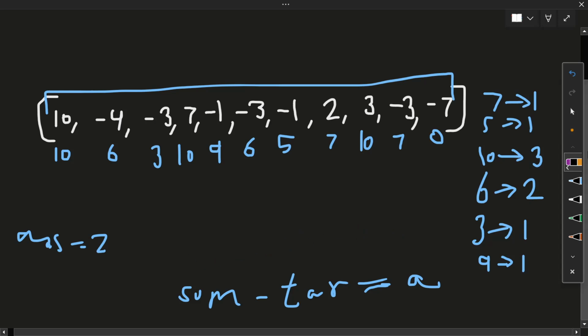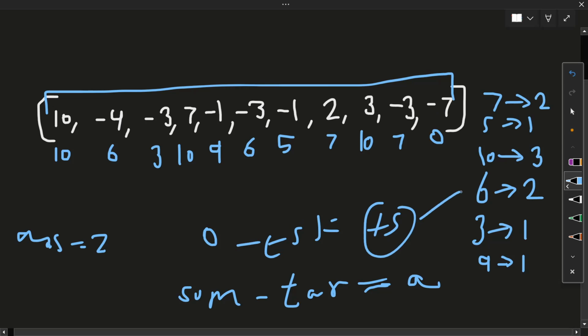So let me first erase this. This summation is 0. I think I just forgot 7 because 7 is 2 times. So we need to increment 7. I just missed that step. So next we have 0. So 0 minus 5 is equal to minus 5. Is 5 there? Yes, 5 is there with the frequency 1.